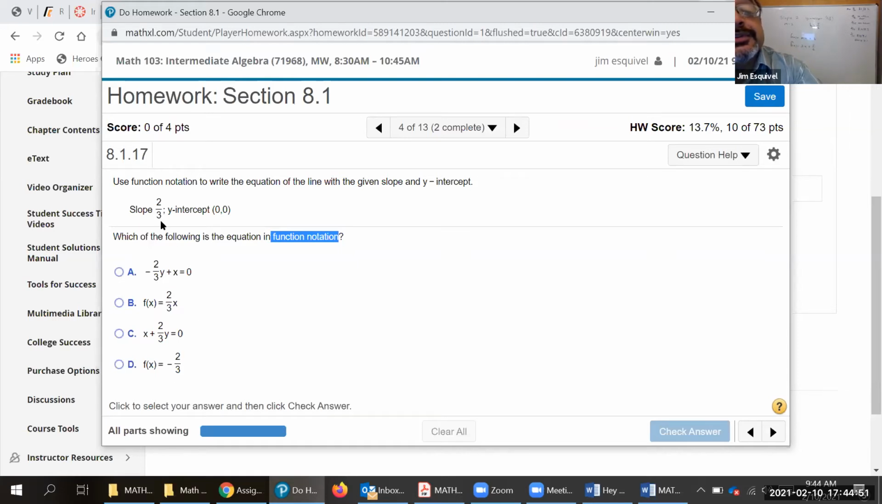So the slope is 2/3 and the y-intercept is 0. So it would be 2/3 times x. Oh, right there, there's 2/3 times x because that's slope. And then somehow over here, they have a negative 2/3. I don't even know where a negative 2/3 would come into play. So again, process of elimination. If this is slope, it's m times x. So you would have slope m times x, b.